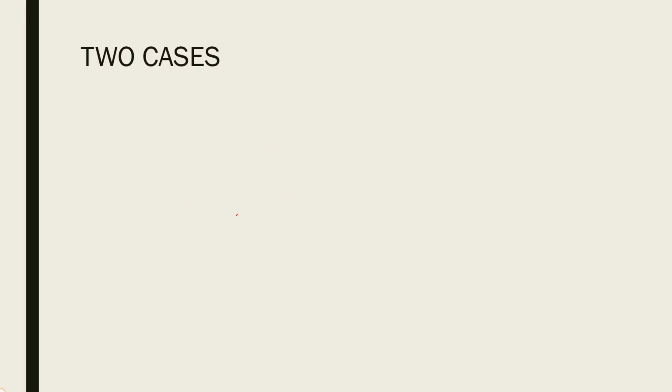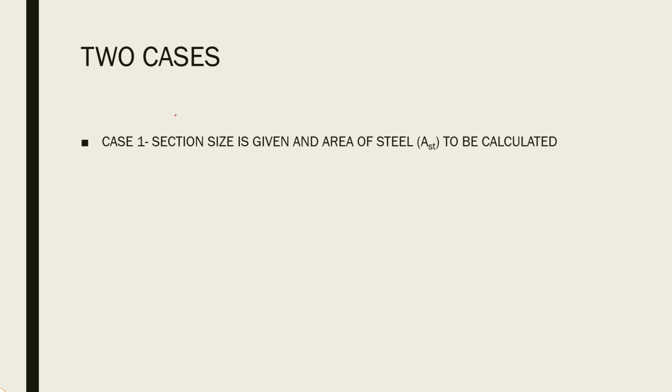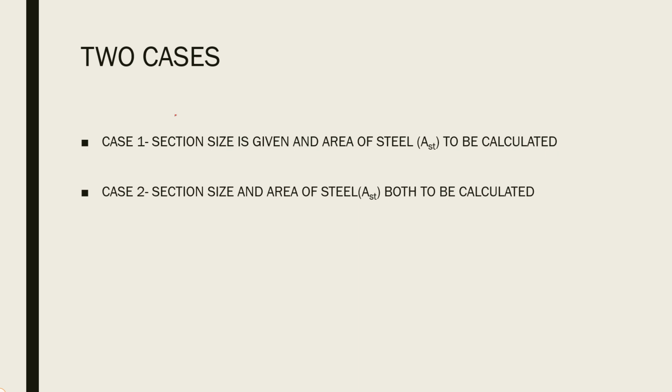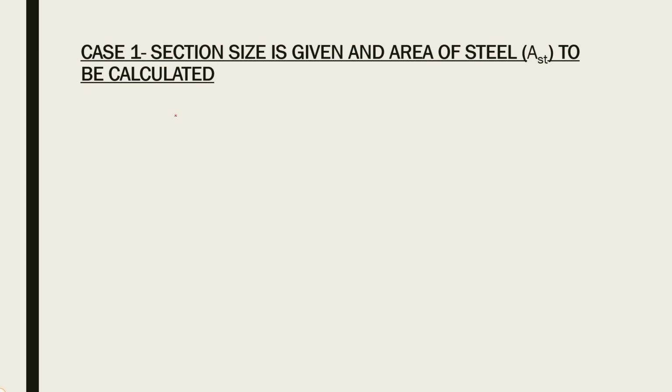There are two cases. First case is section size is given, area of steel to be calculated. In this case, you will have the width of the beam and depth of the beam, but you will have to calculate how much steel you will provide. And case 2 will be section size and area of steel are both to be calculated. Means you will have nothing, no width value, no depth value, and also how much steel you will provide you will have to calculate.